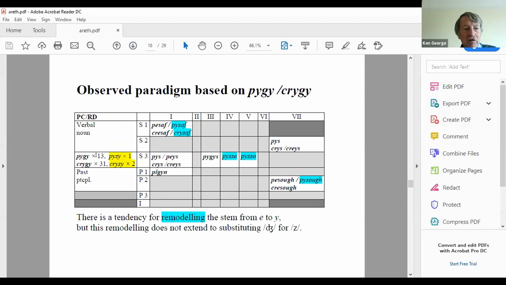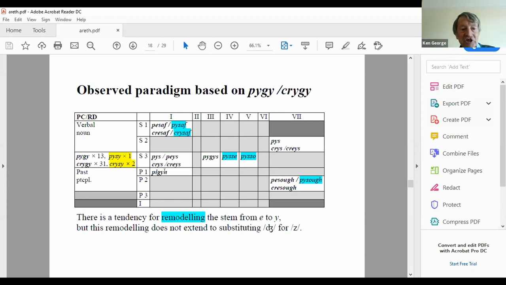So how well do they actually fit what we would expect, the theoretical paradigm values? Well, those are indicated with no highlighting. So we would expect pidgey, pidgey, if we want to say I pray or I believe, we would expect pesa and kreza. And we actually do find that. But we actually also find pizza and kriza, because there is a measure of remodeling to the verbal noun.